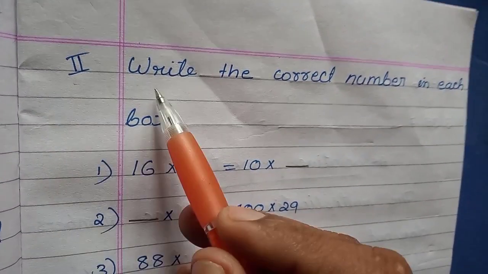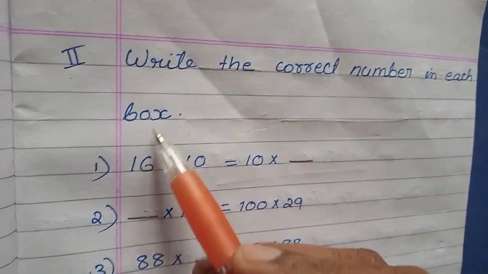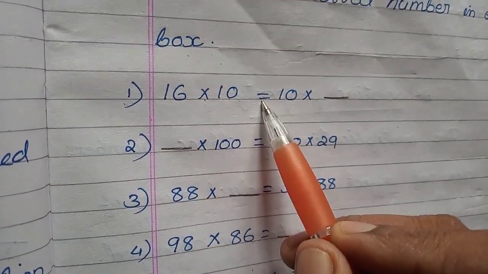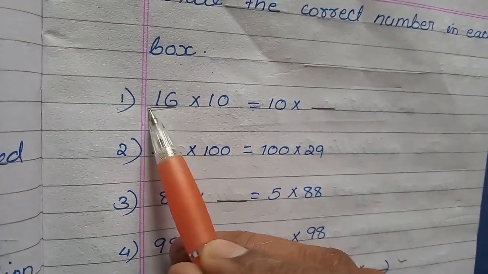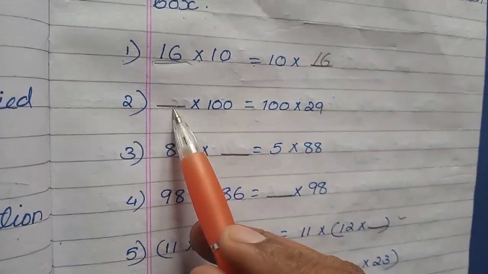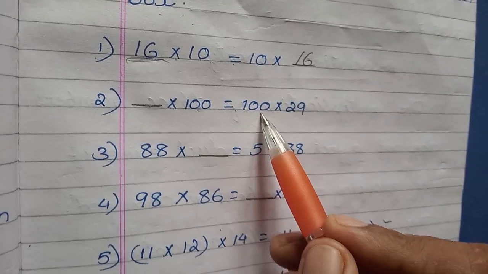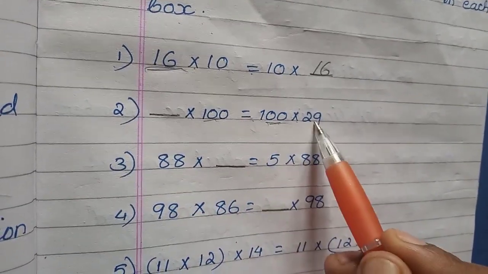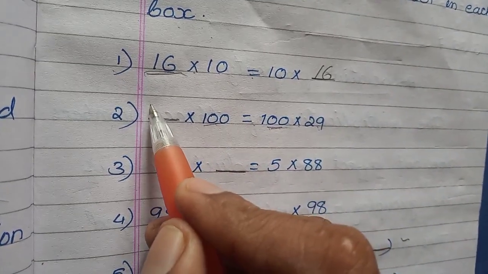Question number 2. Write the correct number in each box. Question number 1. 16 into 10 is equal to 10 into 16. Question number 2. Dash into 100 is equal to 100 into 29. Here 100, here also 100, here 29, then here will be 29.